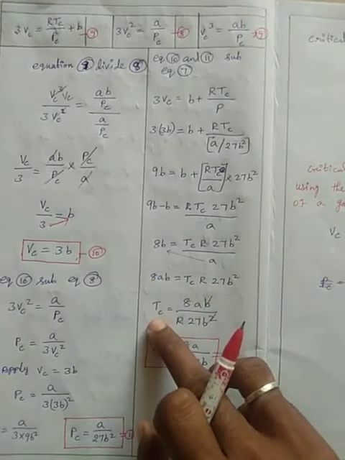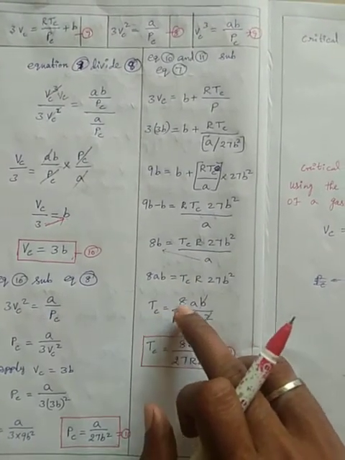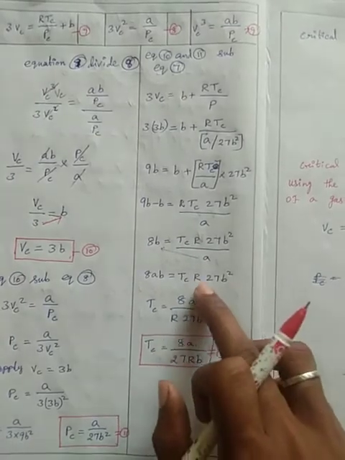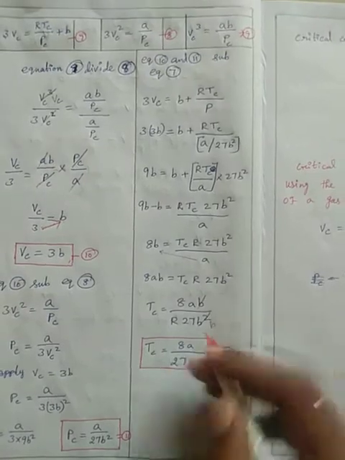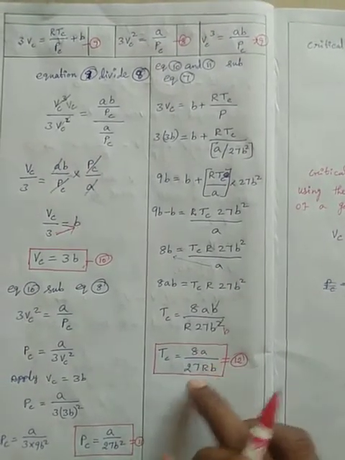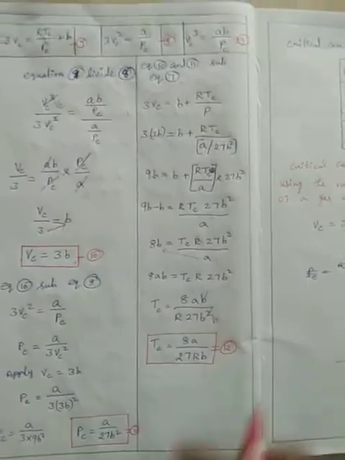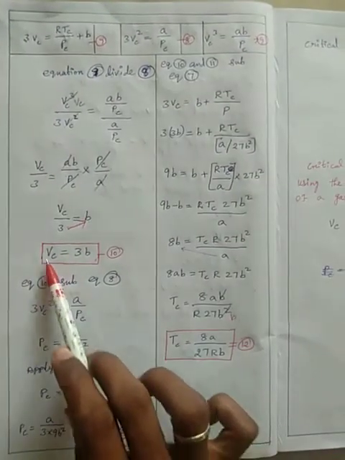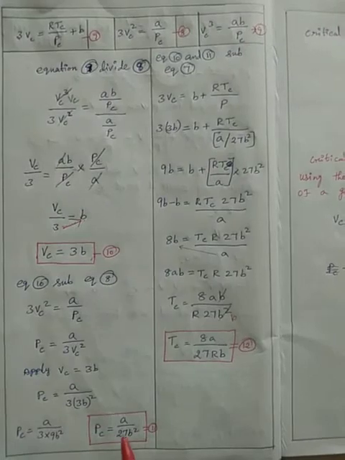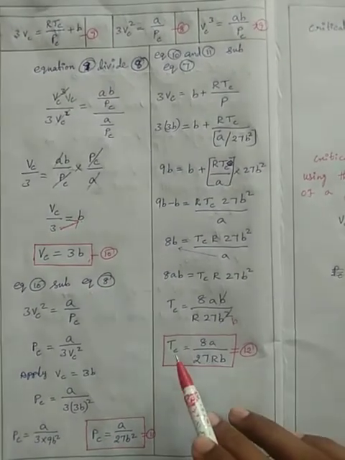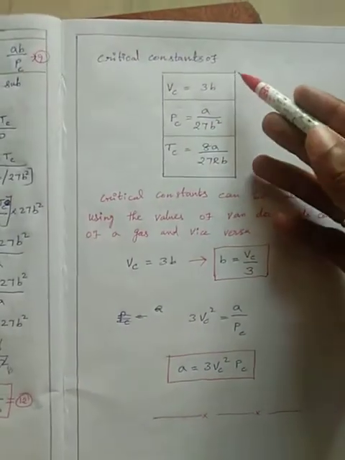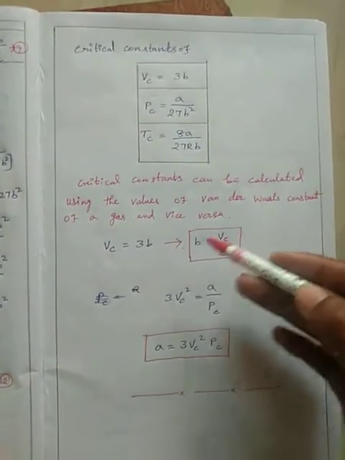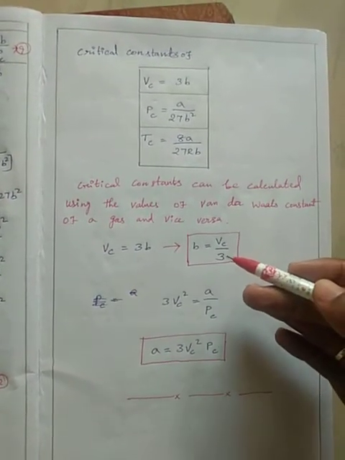So find out the Tc, the critical temperature, equal to 8ab divided by R 27b squared. So b cancels, a balance of 1b remains. So the critical temperature equals 8a divided by 27Rb. So the three values are found: critical volume equals 3b, critical pressure equals a divided by 27b squared, critical temperature equals 8a divided by 27Rb. So these three values are the critical constants, calculated from the van der Waals a and b values.